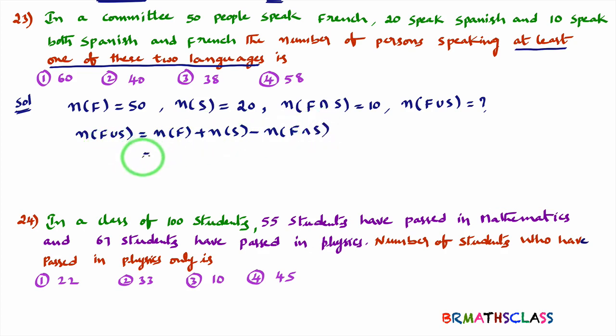We need to calculate N of F union S. N of F is 50, plus N of S is 20, minus N of F intersection S is 10. 50 plus 20 is 70. 70 minus 10 is 60. So the number of persons speaking at least one of these two languages is 60. So which option is the right option? The first option is the right option.